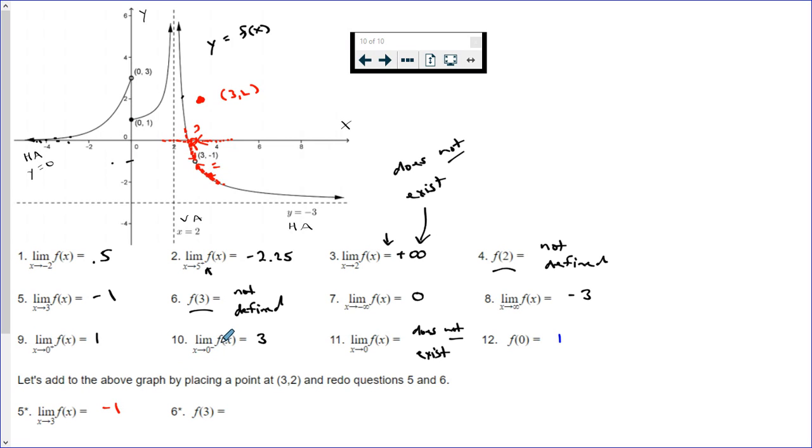So then what did change? The functional value now at x equals 3: there is an actual output. It's going to be 2, as opposed to before, when there was nothing there, so it was not defined. All right, so there you have it. Nice and quick, doing limits graphically.